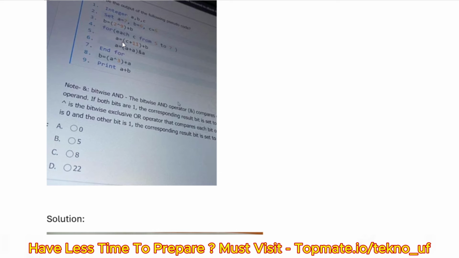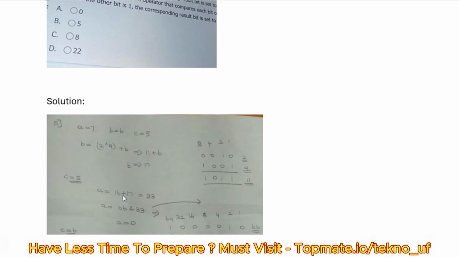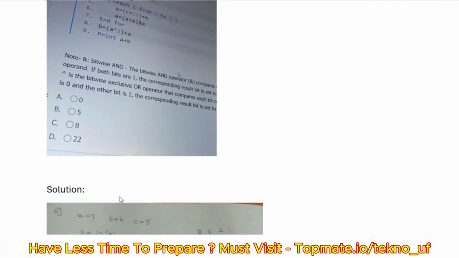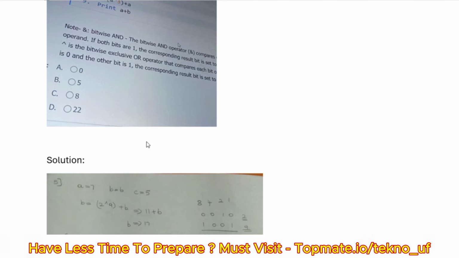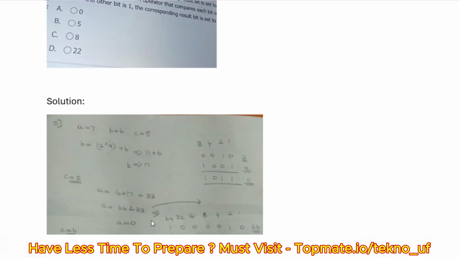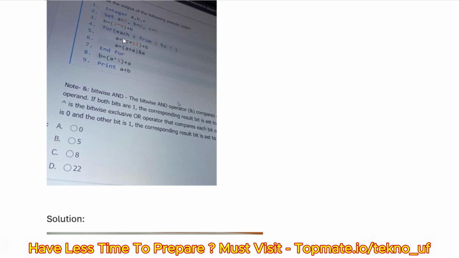In the fifth line, they have given C plus 11 plus B. C plus 11 means C will be 5, plus 11, it will become 16. So 16 plus B, B is 17. So 16 plus 17 will become 33 in the first line. So we can move to the next line.